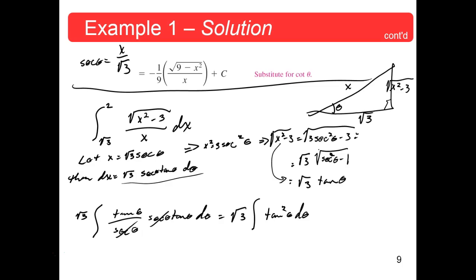Okay, secant theta is 1 over cosine theta. What value for theta would make that 1? So 0, when theta equals 0. So this lower limit becomes a 0. Now the upper limit, okay? When x is 2, 2 is equal to root 3 secant theta. So 2 over root 3 would be secant theta. What value would that be?